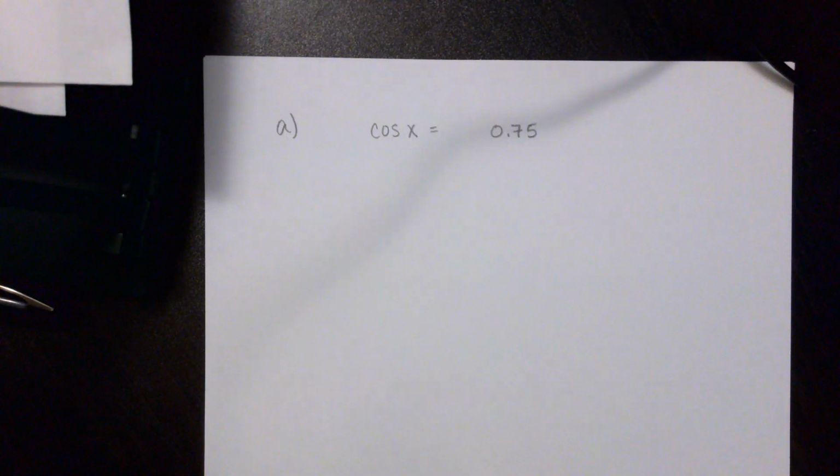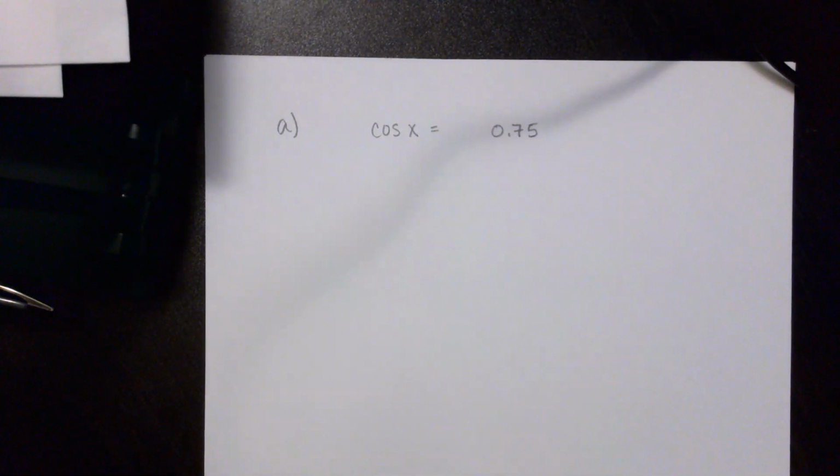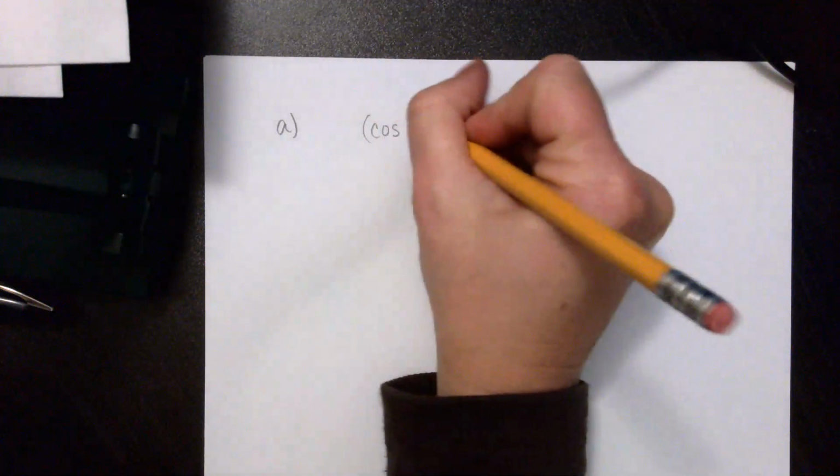Our goal is to solve the equation cosine x equals 0.75 on the interval 0 to 2 pi, with 0 included and 2 pi not included. And we want to find the answer correct to 4 decimal places. So the first thing that I'm going to want to do here is take the inverse cosine of both sides.